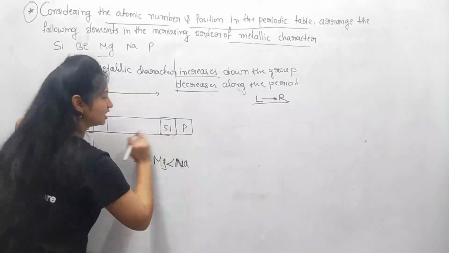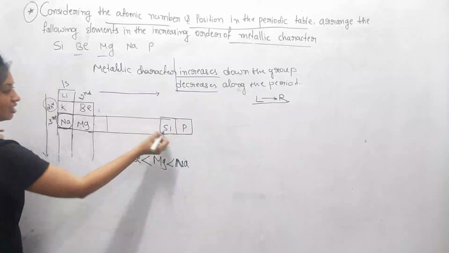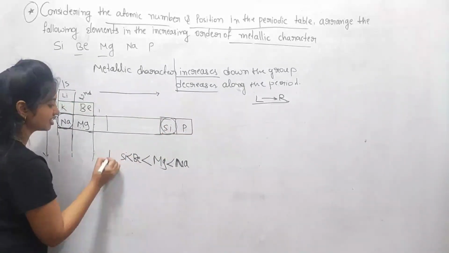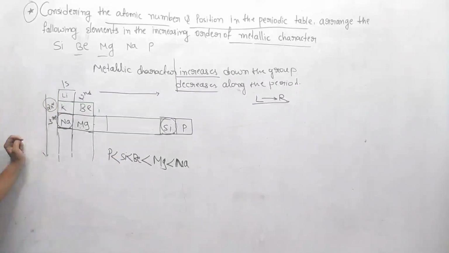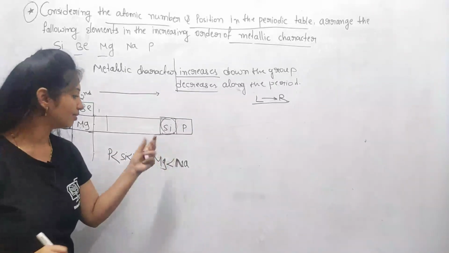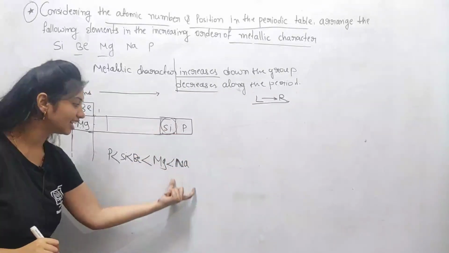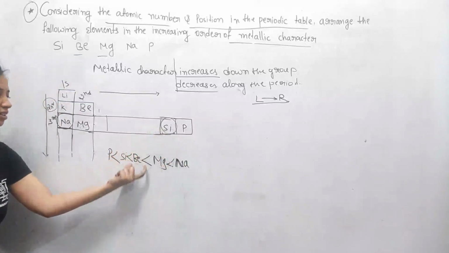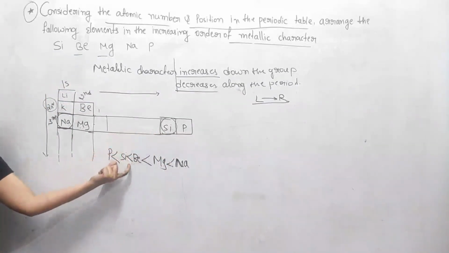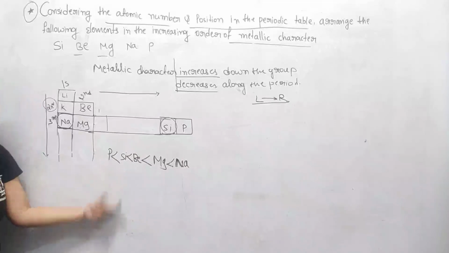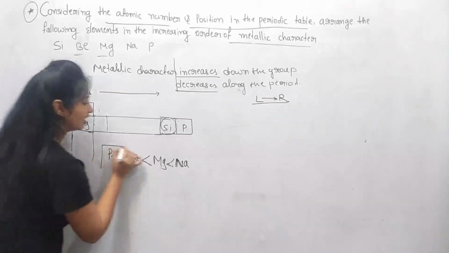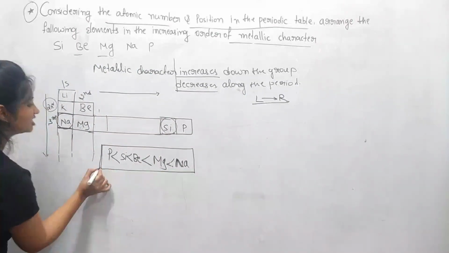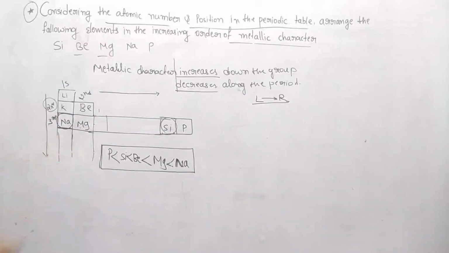So along the period, just observe here, first we have silicon and next phosphorus. So sodium metal has a higher metallic character than magnesium, and magnesium has a higher metallic character than beryllium. Beryllium has a higher metallic character than silicon and then phosphorus. So this is the way to arrange them in the order of their metallic character.